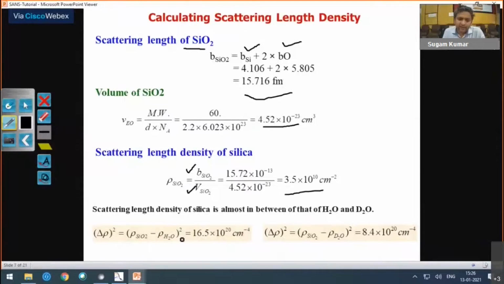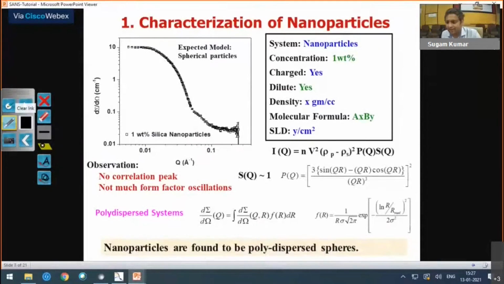How to calculate the contrast is simple. Contrast is rho silica minus rho H2O, whole square, and rho silica minus rho D2O, whatever the solvent is. So this is the scattering contrast in two cases. With this information, let's start to do data analysis for the one simplest system, which is silica nanoparticles. This slide will elaborate the methodology, and then we will practically do it.